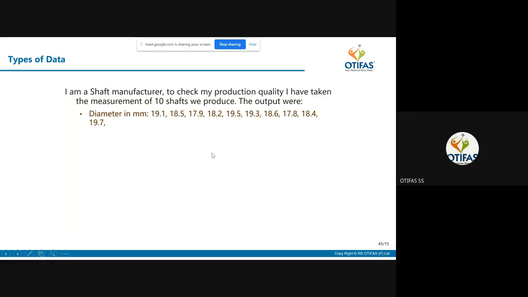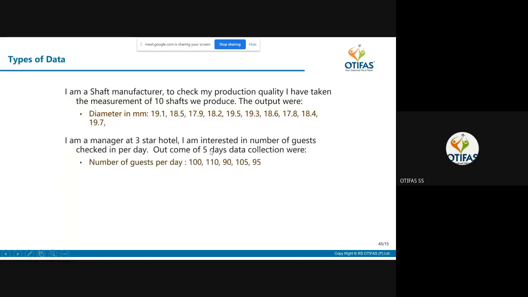Now, let us take another example where you are a manager in a hotel and interested in the number of guests checked in per day. The outcome of 5 days can be like 100 people in one day, second day 110 people, third day 90, another day 105, and another day 95.